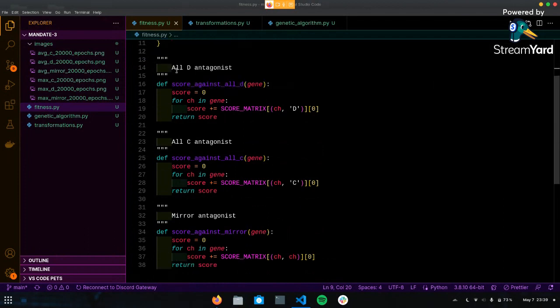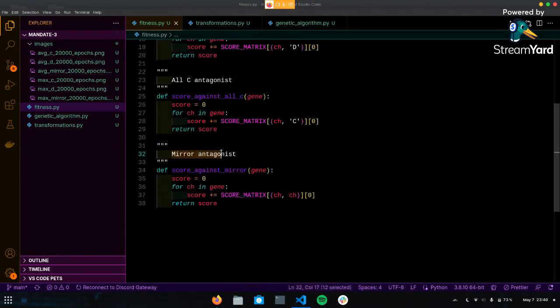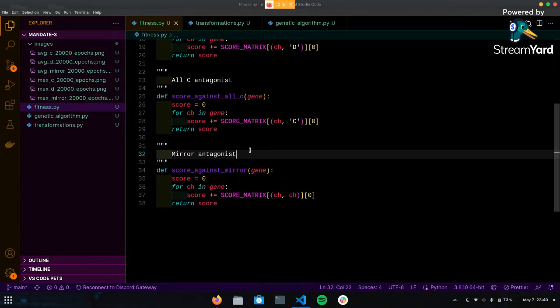The first is all D, where the opponent plays only D. Next is all C, where the opponent plays only cooperation. The third one is what's known as the mirror. What is theorized here is that there is a quote unquote oracle that knows exactly what you're going to play, and you have to play against yourself as the agent.